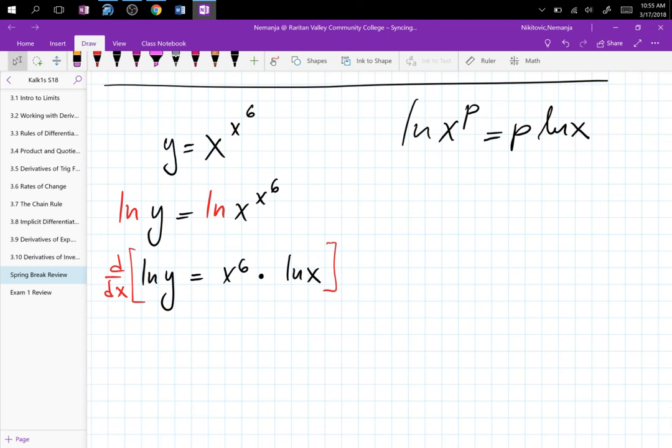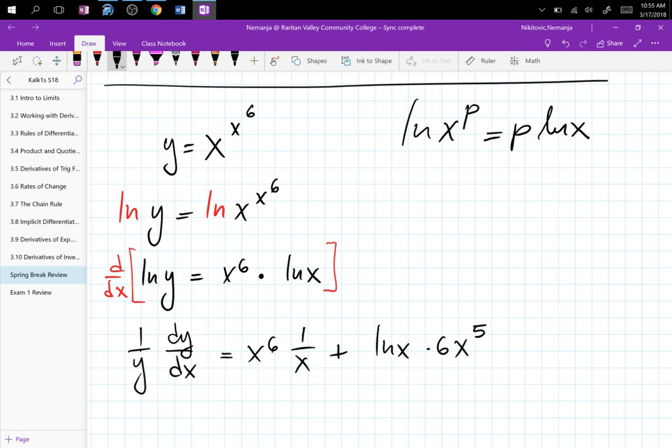The derivative of ln y is 1 over y dy dx, because we took the derivative of y with respect to x, so we have to follow the chain. On the other side, I have the product rule, so copy the first, derivative of the second, plus copy the second, times derivative of the first, which is 6x to the 5. So we take the derivative implicitly using logarithmic differentiation, so we ln both sides, and then use implicit differentiation.